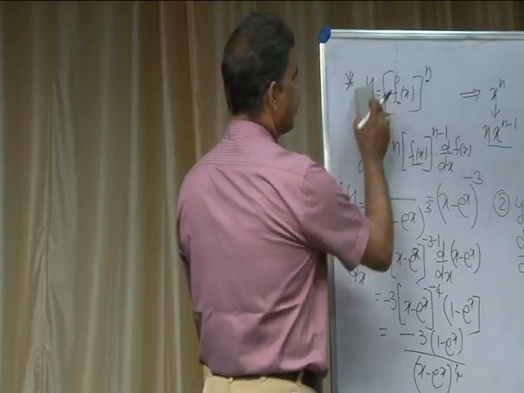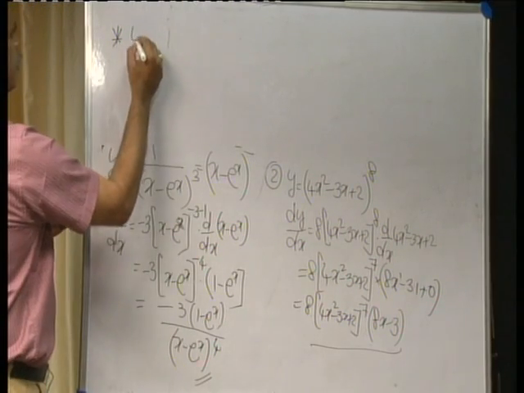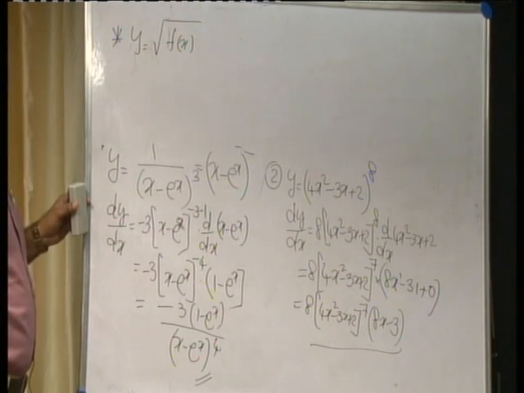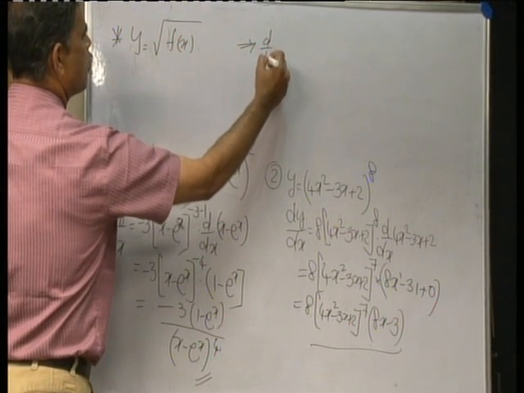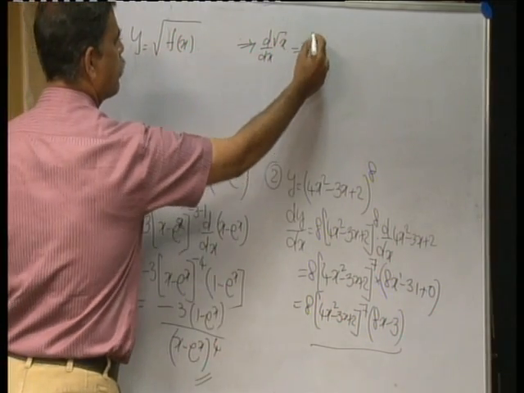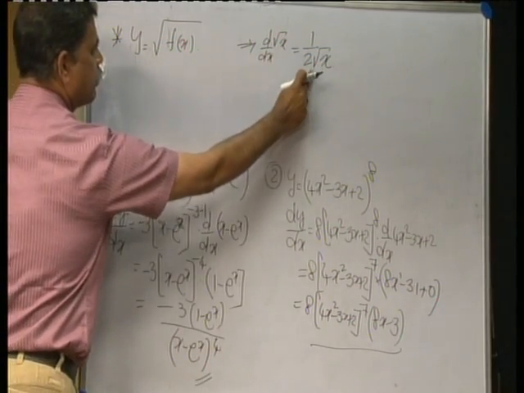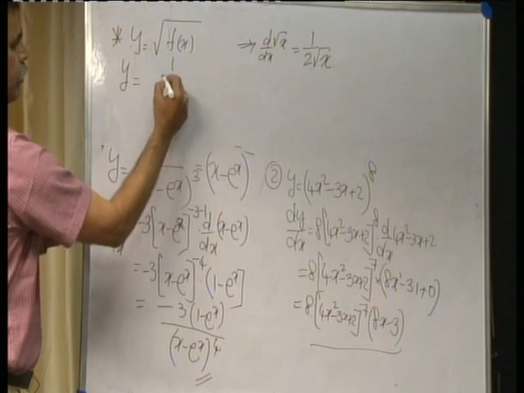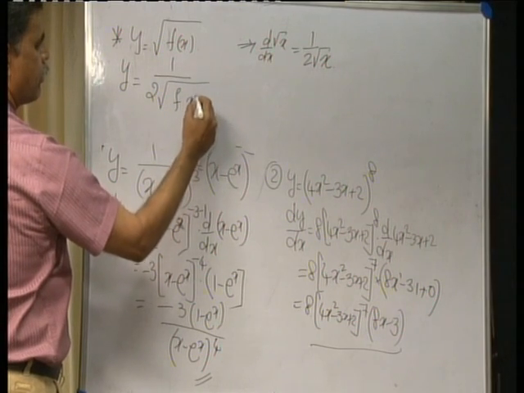Next, let us take another form: y is equal to root of function. It is similar to the standard form root x. Differentiation of root x is equal to 1 by 2 root x. Based on this, you can extend it for the given function y is equal to root of function. Therefore, 1 divided by 2 root of function, that is f of x.